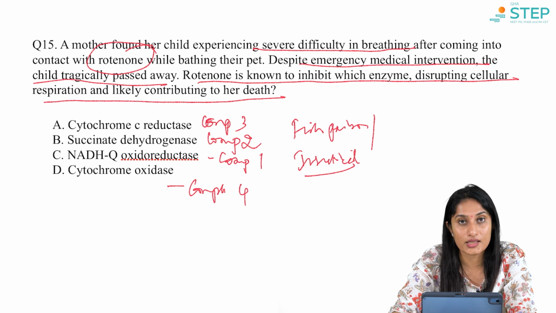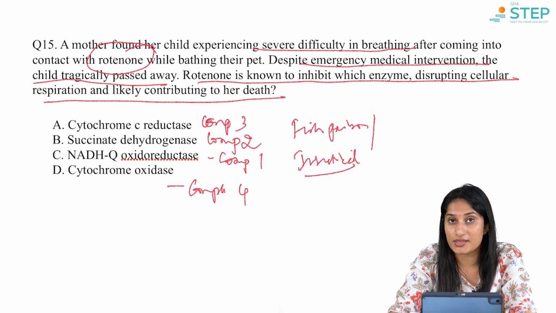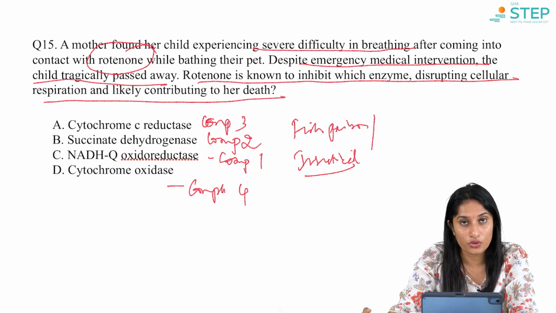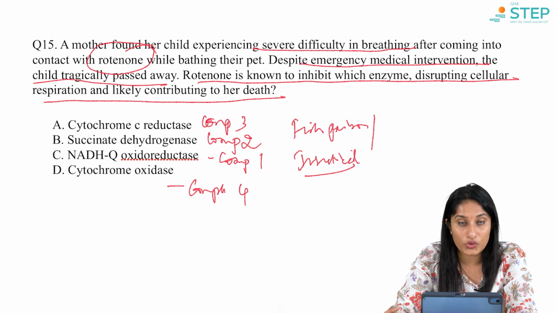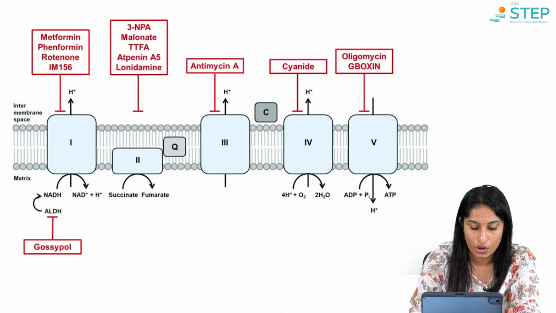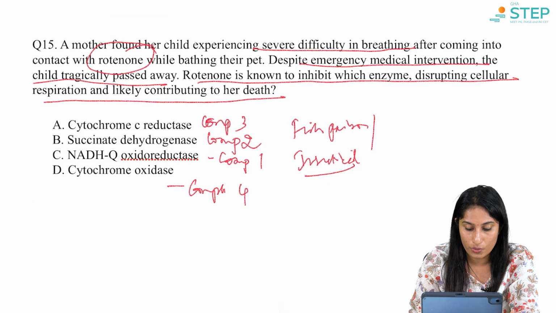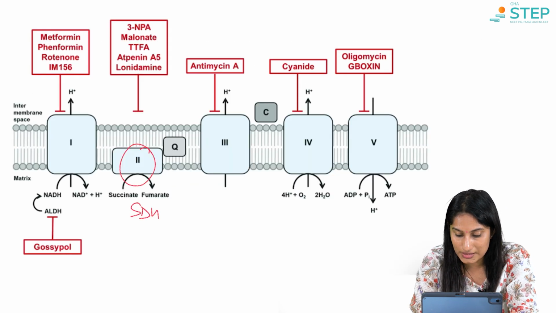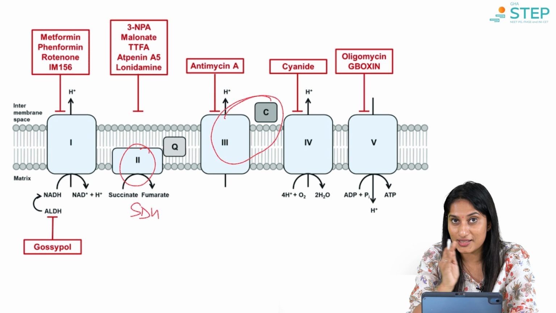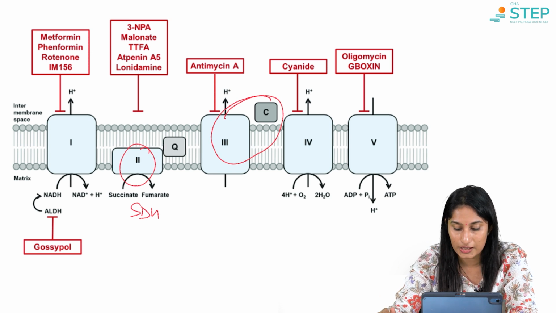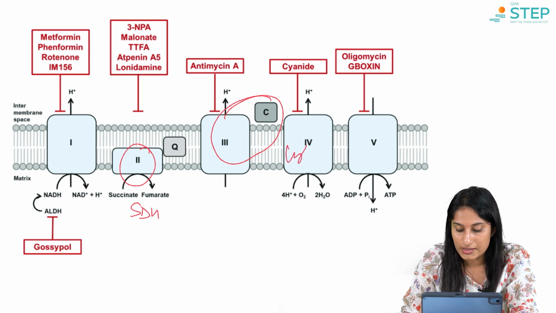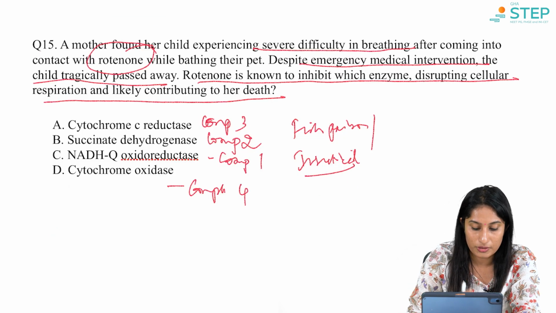So, you have to remember these names as well. Complex 1 is called NADH-Q oxidoreductase. Why is it called so? Because NADH will give the electrons to complex number 1. And complex 2 is called succinate dehydrogenase because succinate will be converted to fumarate. So, it's complex number 2 over here. Then we have cytochrome C reductase because cytochrome C is in close proximity to complex number 3. Complex 4 would be the cytochrome oxidase. So, you have to remember these 4 names.